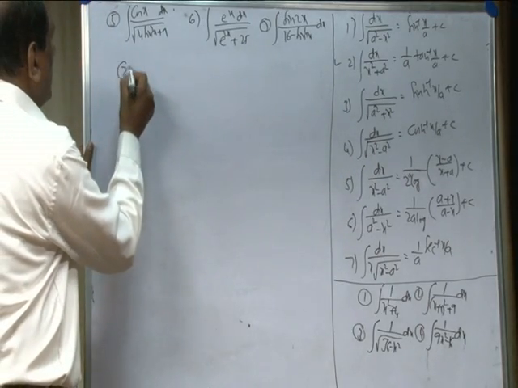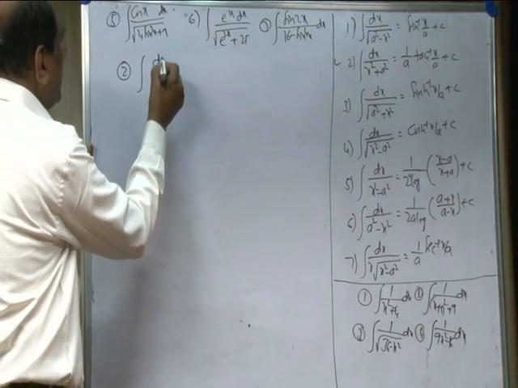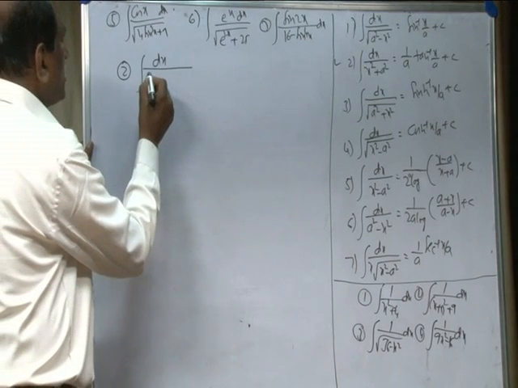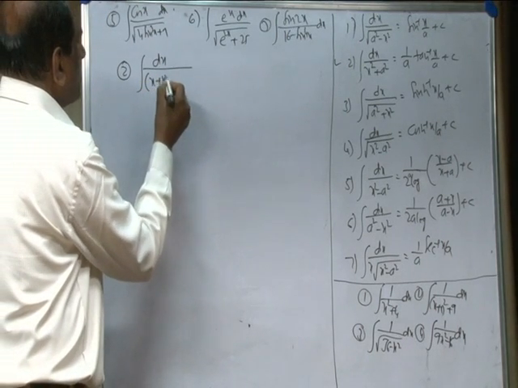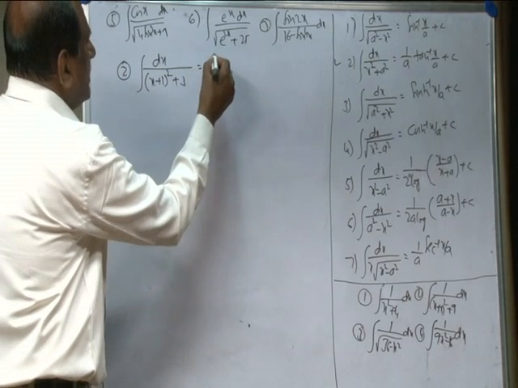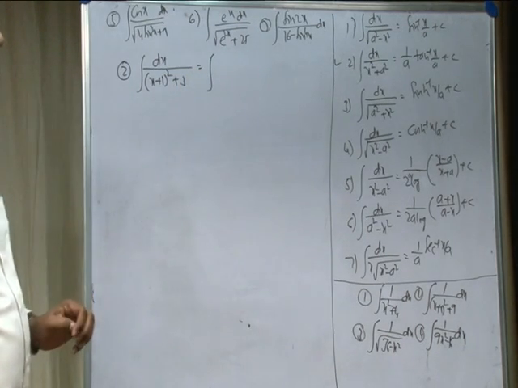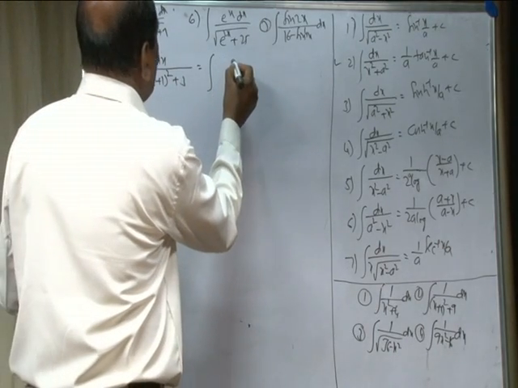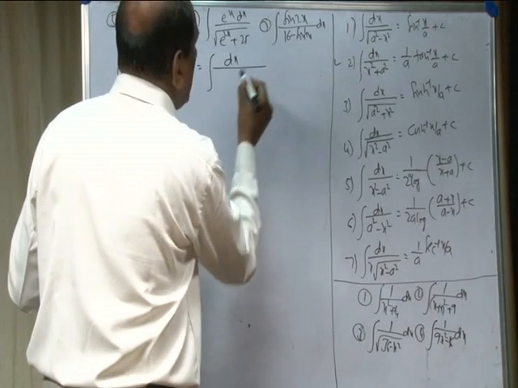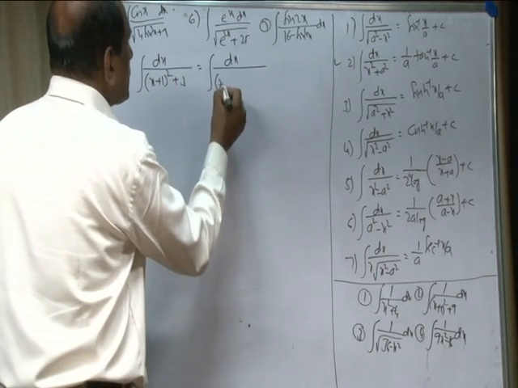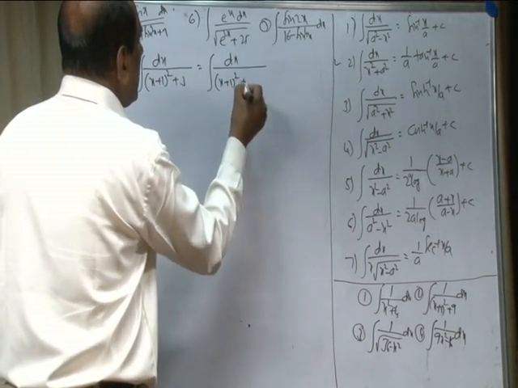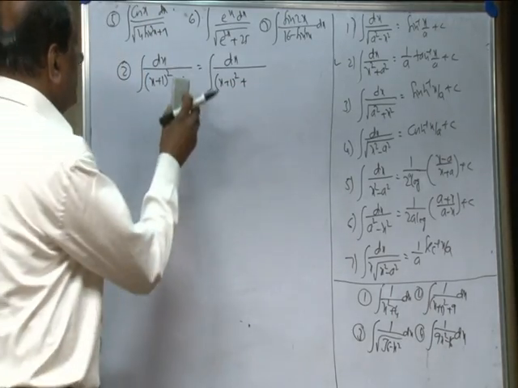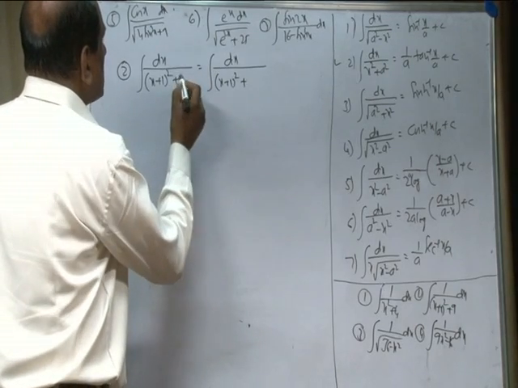Second problem: integral of dx divided by (x plus 1) whole square plus 3. This is also expressed in the form of dx by x square plus a square. Now, we can write the denominator in the form of x square plus a square: (x plus 1) whole square, and now write this 3 as 9. So, the second term is 9, (x plus 1) whole square plus 9.